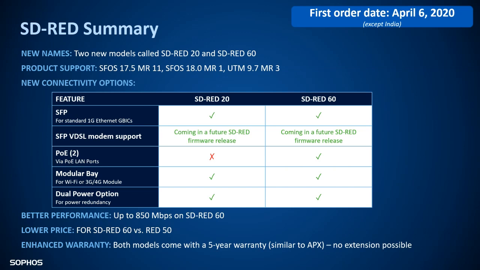With this release of the new SDRED 60, we have increased the performance up to 850 megabits per second. We have also included a modular bay on both devices to optionally add a Wi-Fi or 3G/4G module. This provides connectivity to wireless clients, or you can use it for a 3G/4G internet connection. Note a 5-year enhanced warranty is also included on both models.